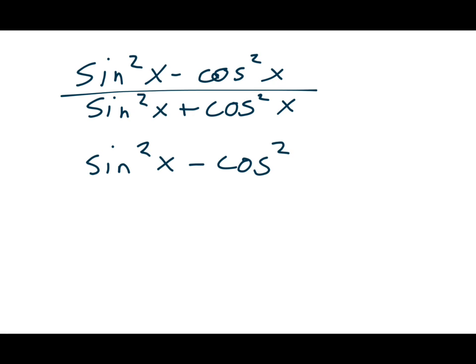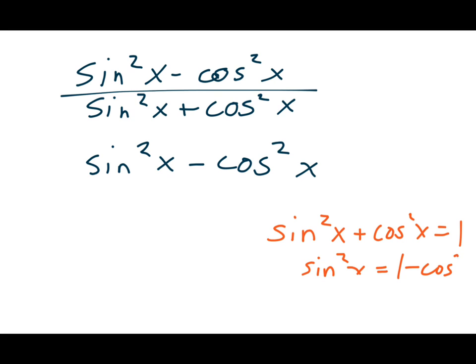Now I can't use the identity that says sine squared x plus cosine squared x is equal to 1 because that's a minus sign in there. But what I can do is I can make it look like that. If I solve for sine squared x, it is going to be equal to 1 minus cosine squared x.